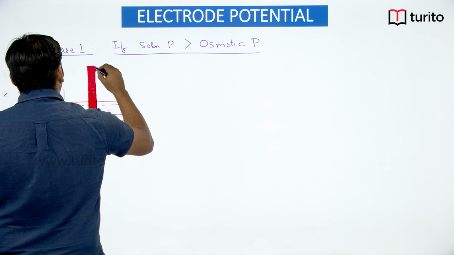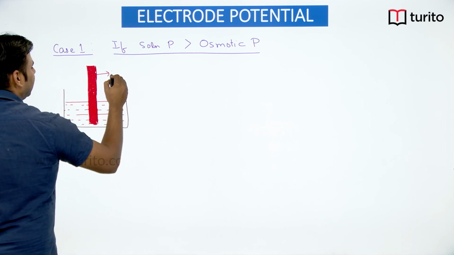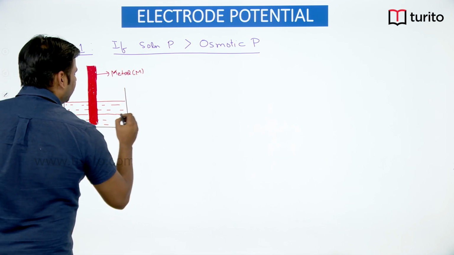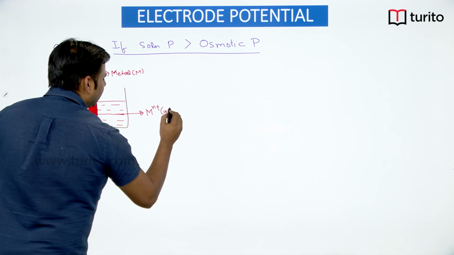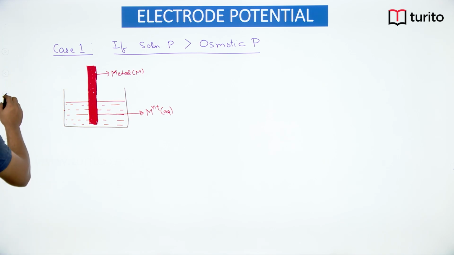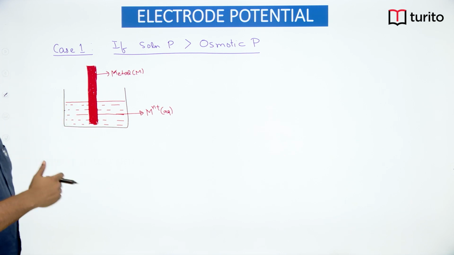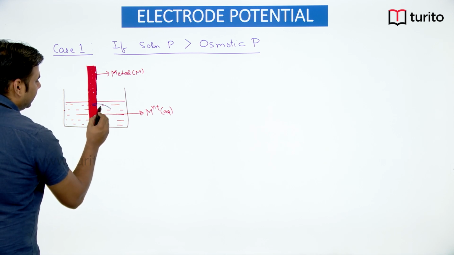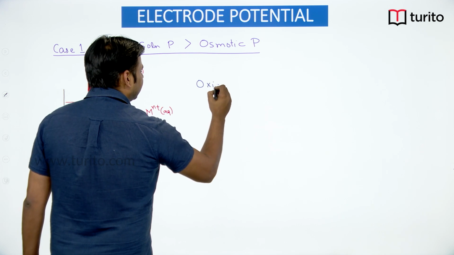So what we have done here is dip this metal rod in its own ion in the aqueous solution. Now if the solution pressure is more, we know that solution pressure is the tendency of the metal to pass into the solution as metal ion. So if this passes into the solution, oxidation would take place.